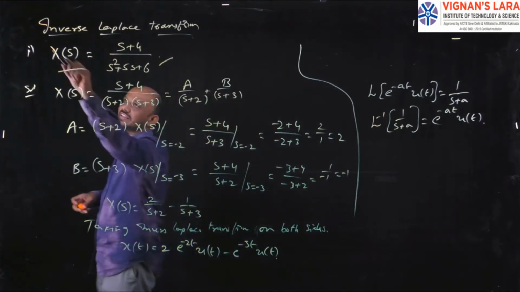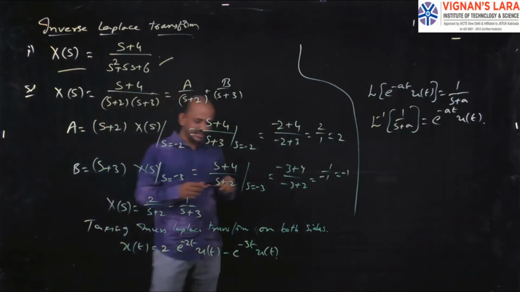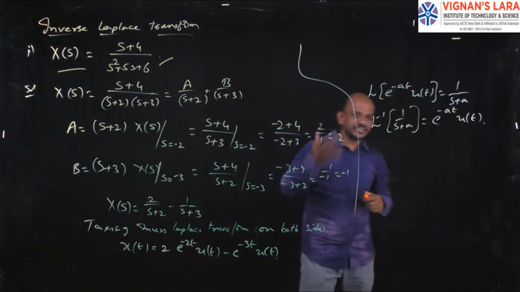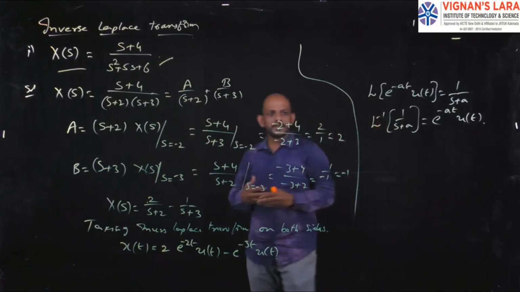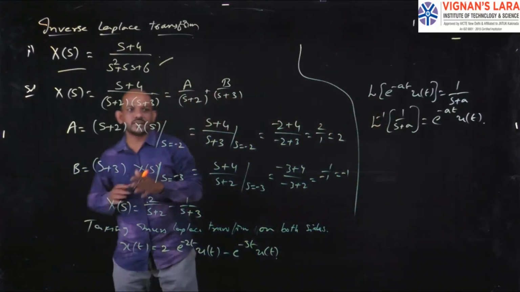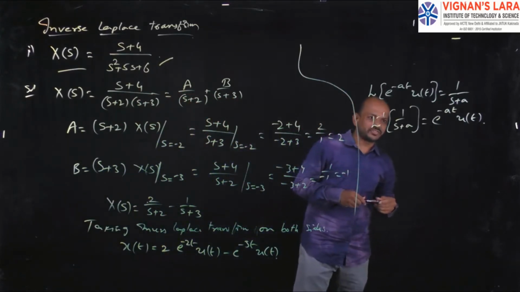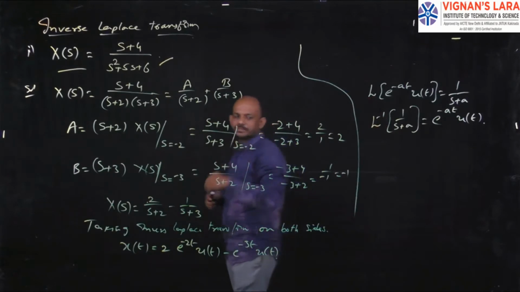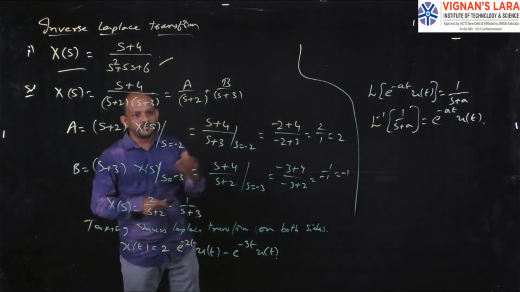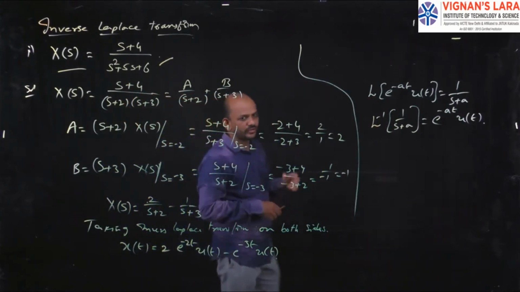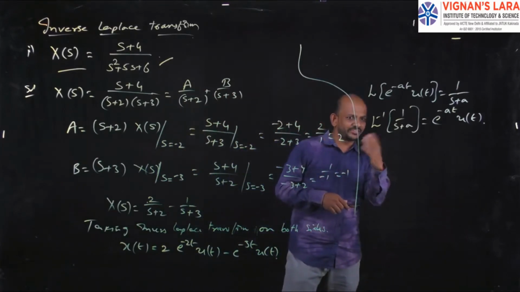Already they have given the Laplace transform function. So for that, we have to find out the original function x of t. Here you all know the formula for inverse Laplace transform. So by using that formula also, you can find out the value of the original signal x of t.